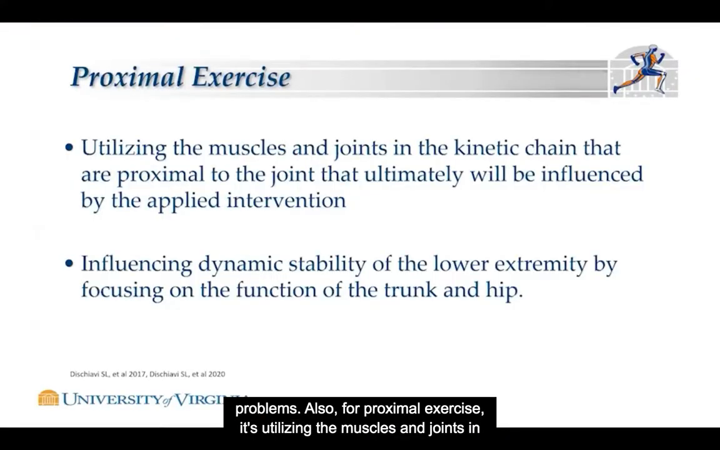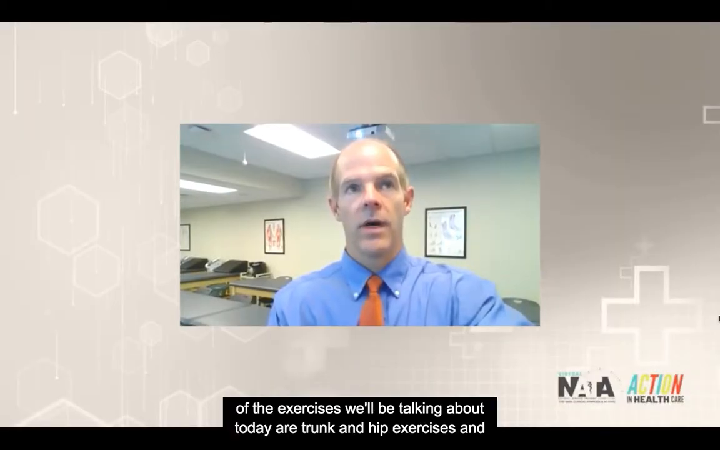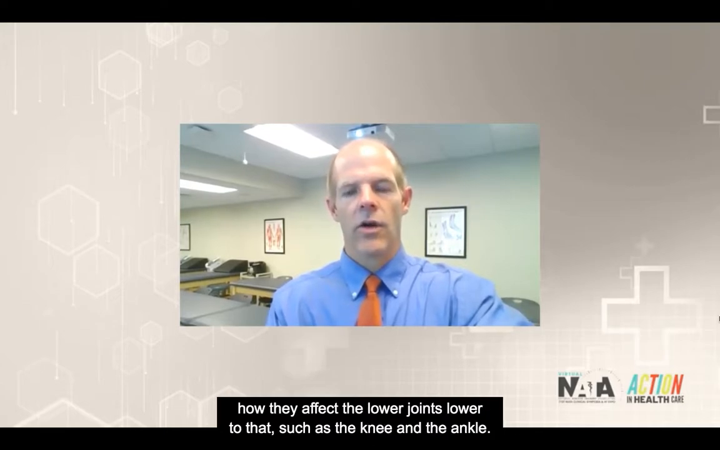Also, proximal exercise utilizes the muscles and joints in the kinetic chain that are proximal to the joint that ultimately will be influenced by the applied intervention. Again, the hip or trunk and its effect on the knee or the ankle. We're also influencing dynamic stability of the lower extremity by focusing on the function of the trunk and hip. So a lot of the exercises we'll be talking about today are trunk and hip exercises and how they affect the joints lower to that, such as the knee and the ankle.